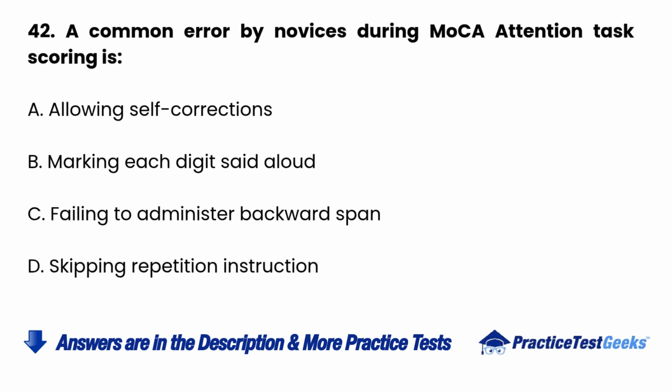42. A common error by novices during MoCA attention task scoring is: A. Allowing self-corrections. B. Marking each digit said aloud. C. Failing to administer backward span. D. Skipping repetition instruction.